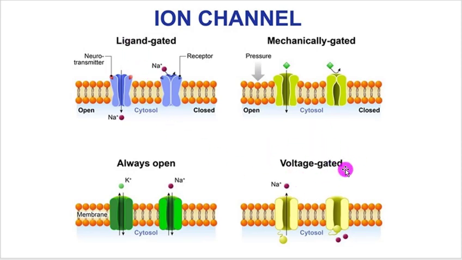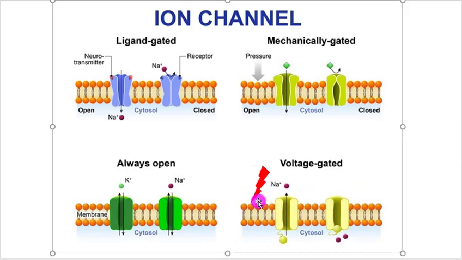Now, the one that we really want to contrast here is the chemically gated versus the voltage gated. So how do voltage gated channels open? Well, the way voltage gated channels open is to zap them, and that's why I put this lightning bolt here. The way you open up these guys is to give them a jolt of current. So when you change the electrical properties of this cell membrane, then this door opens.